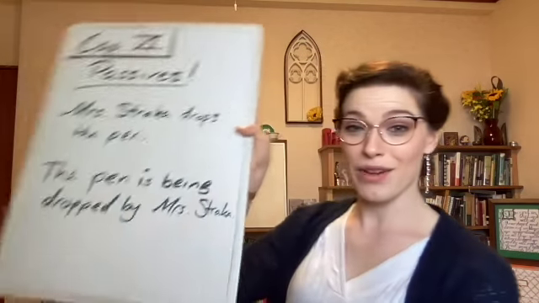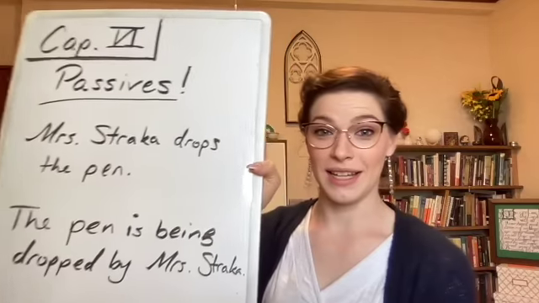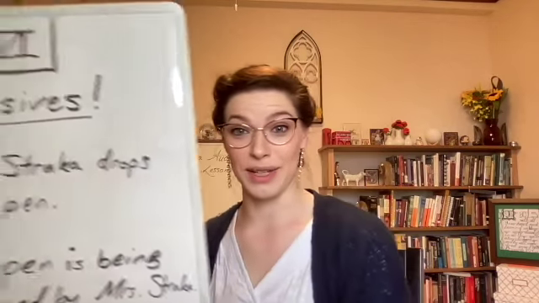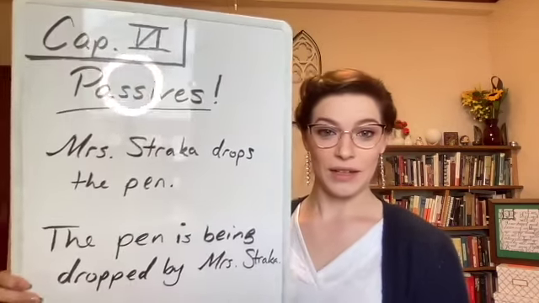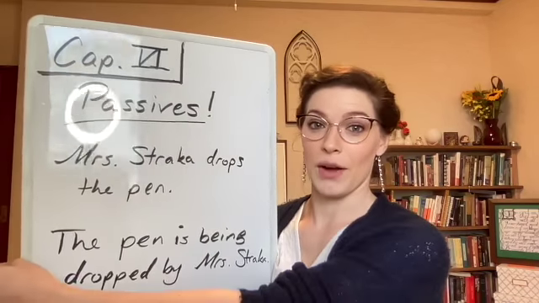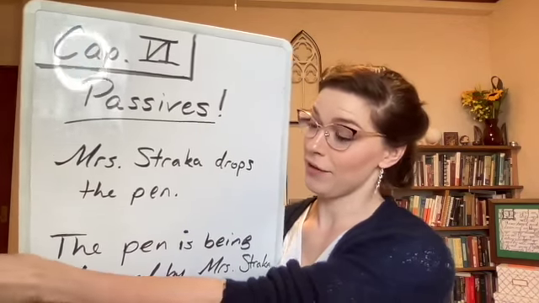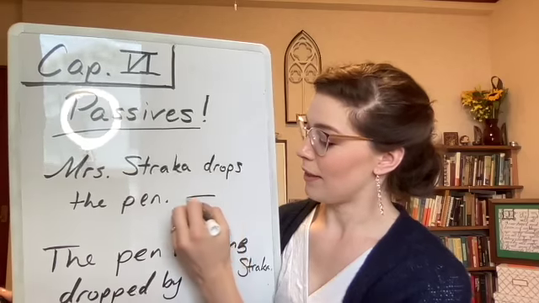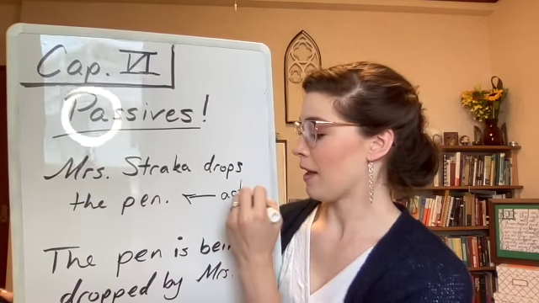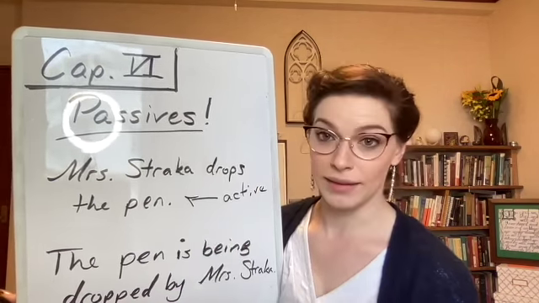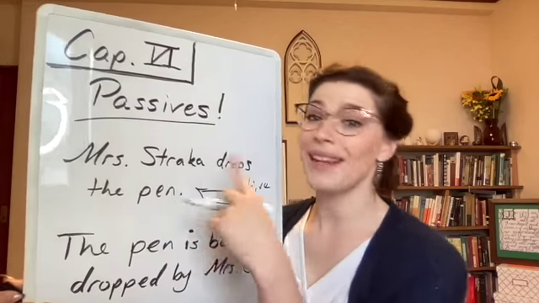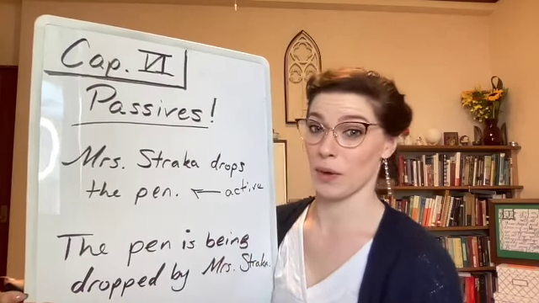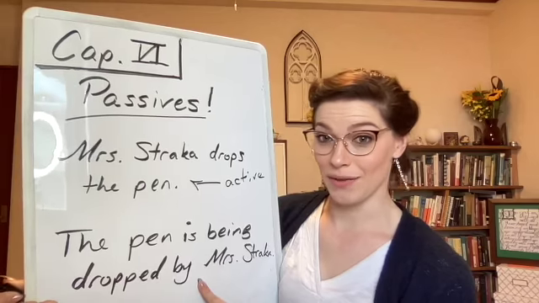So, I have it already written up here. This is the English, and we'll actually do this in Latin. Sorry, trying to get this figured out. So, here we have the active. This is the active, okay? It's happening immediately. Also notice, way less words. This is the passive.